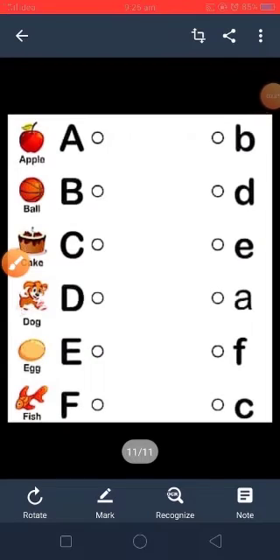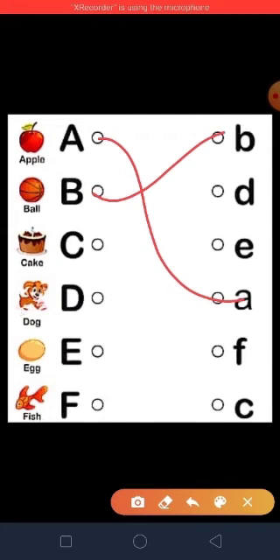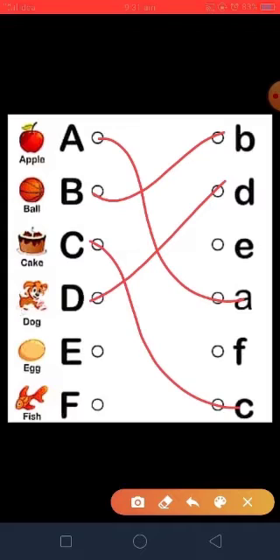Children, I hope you recognize the small letters properly. Now we are going to match capital letters with small letters. Capital A with small a, capital B with small b, capital C with small c, capital D with small d, capital E with small e, capital F with small f.